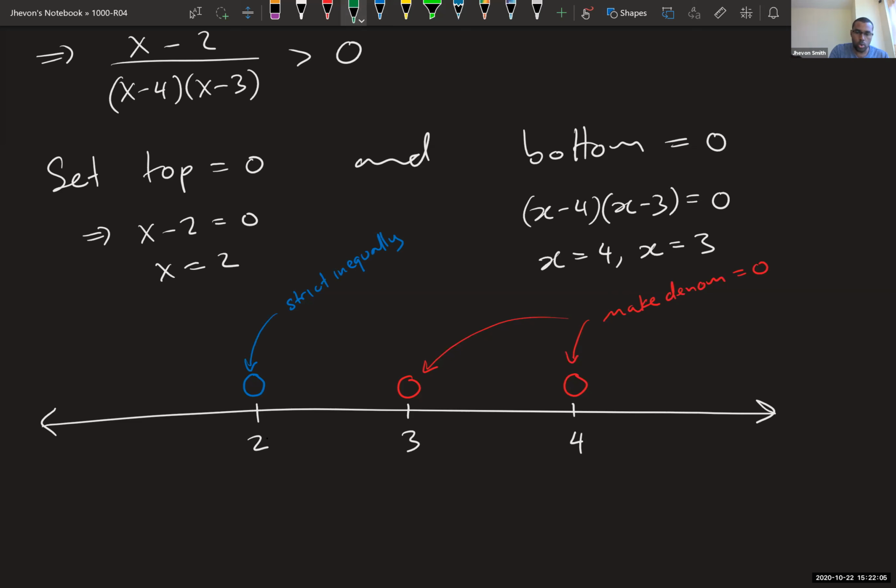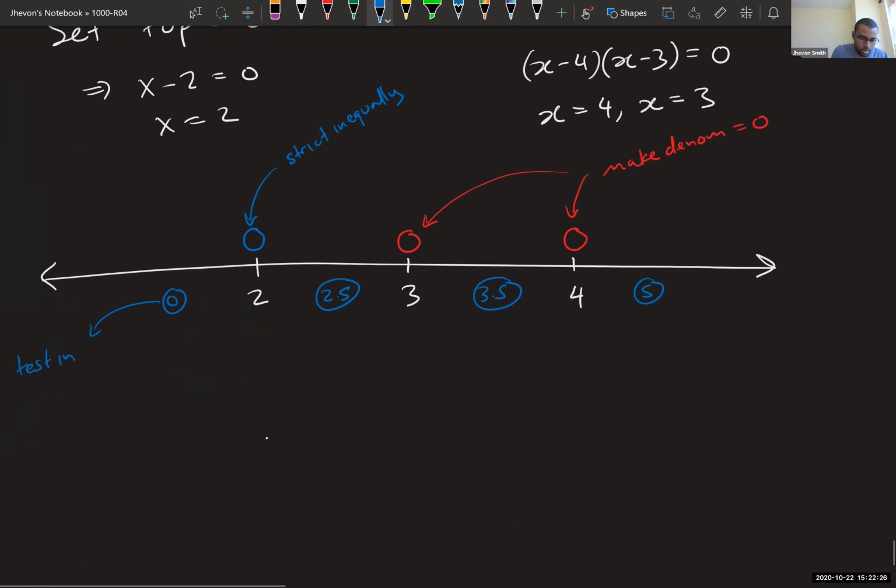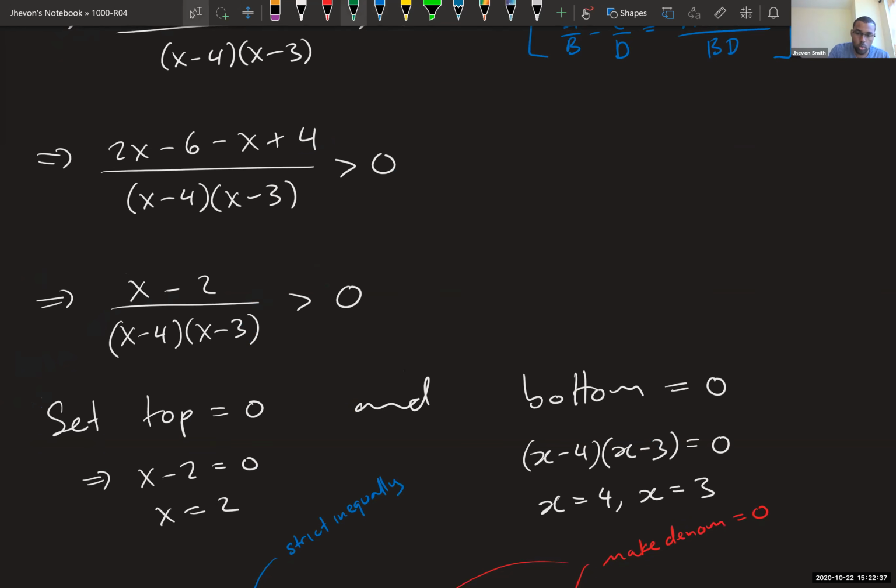Now I want to actually figure out what can actually work. So I'm going to plug in some test values. I can plug in 0 here, maybe a 2.5 here, maybe a 3.5 here, maybe a 5 here. And I'm going to test these. I can test in the factored form, (x minus 2) over (x minus 4)(x minus 3) greater than 0. And notice here what I want is positive results.